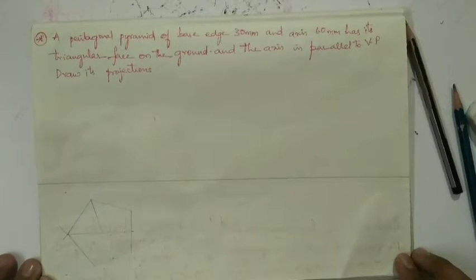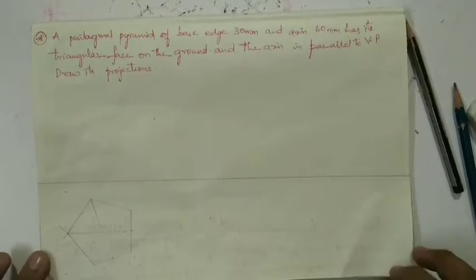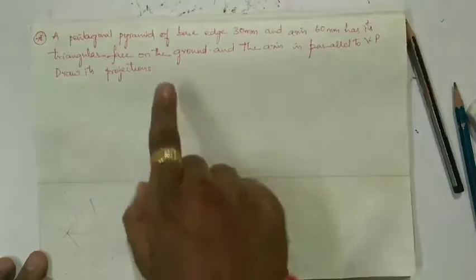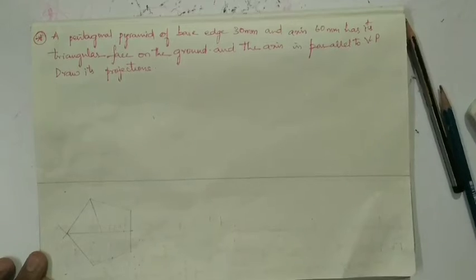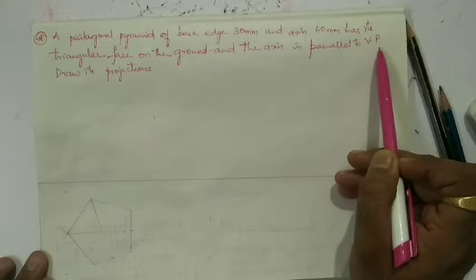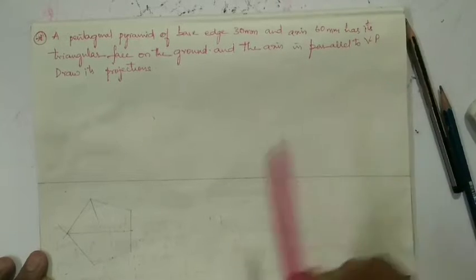In this problem, we are seeing a pentagonal pyramid of base side 30 mm and axis 60 mm, which has its triangular face on the ground and its axis parallel to VP. Draw its projections. Here it has been mentioned in the question that the axis is parallel to VP, which means it is obviously perpendicular to HP only.